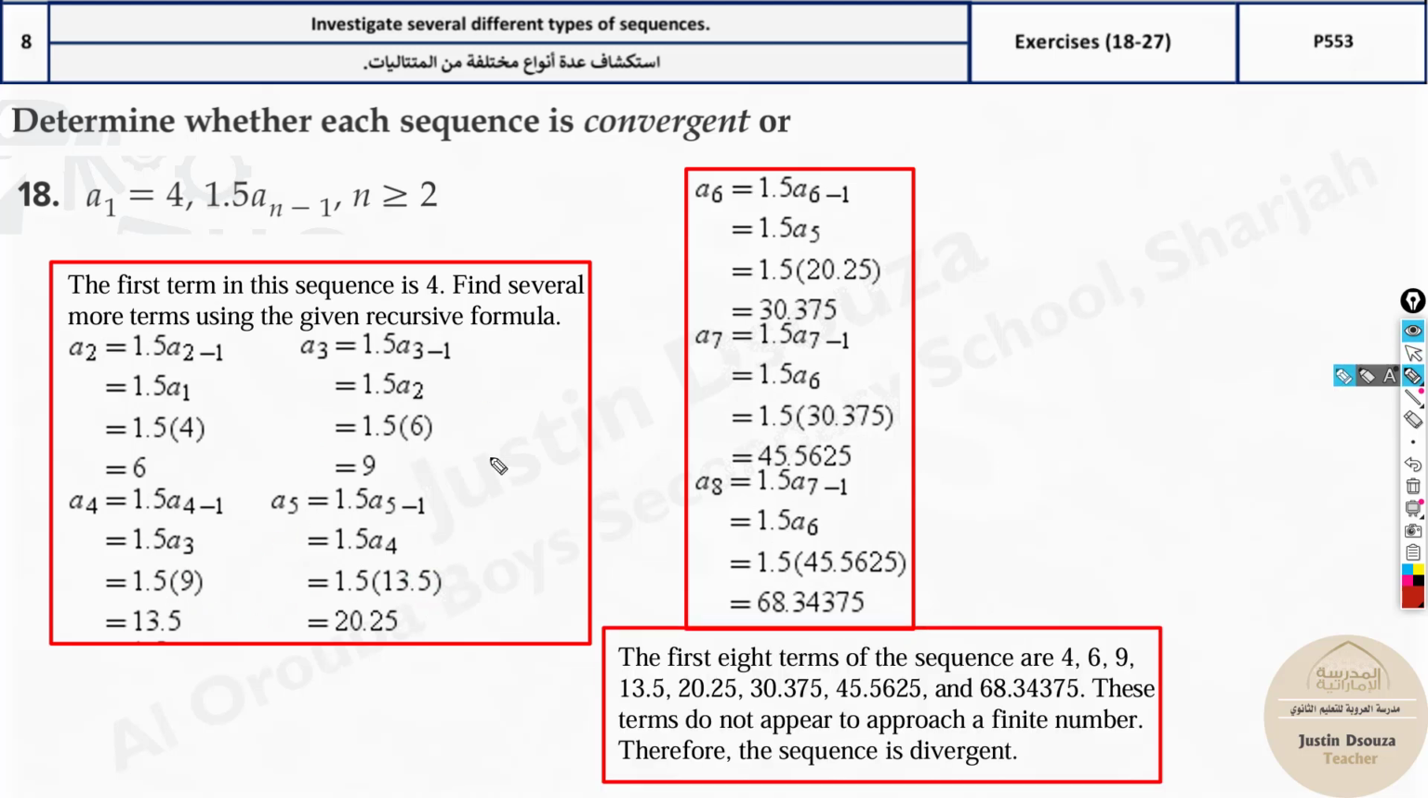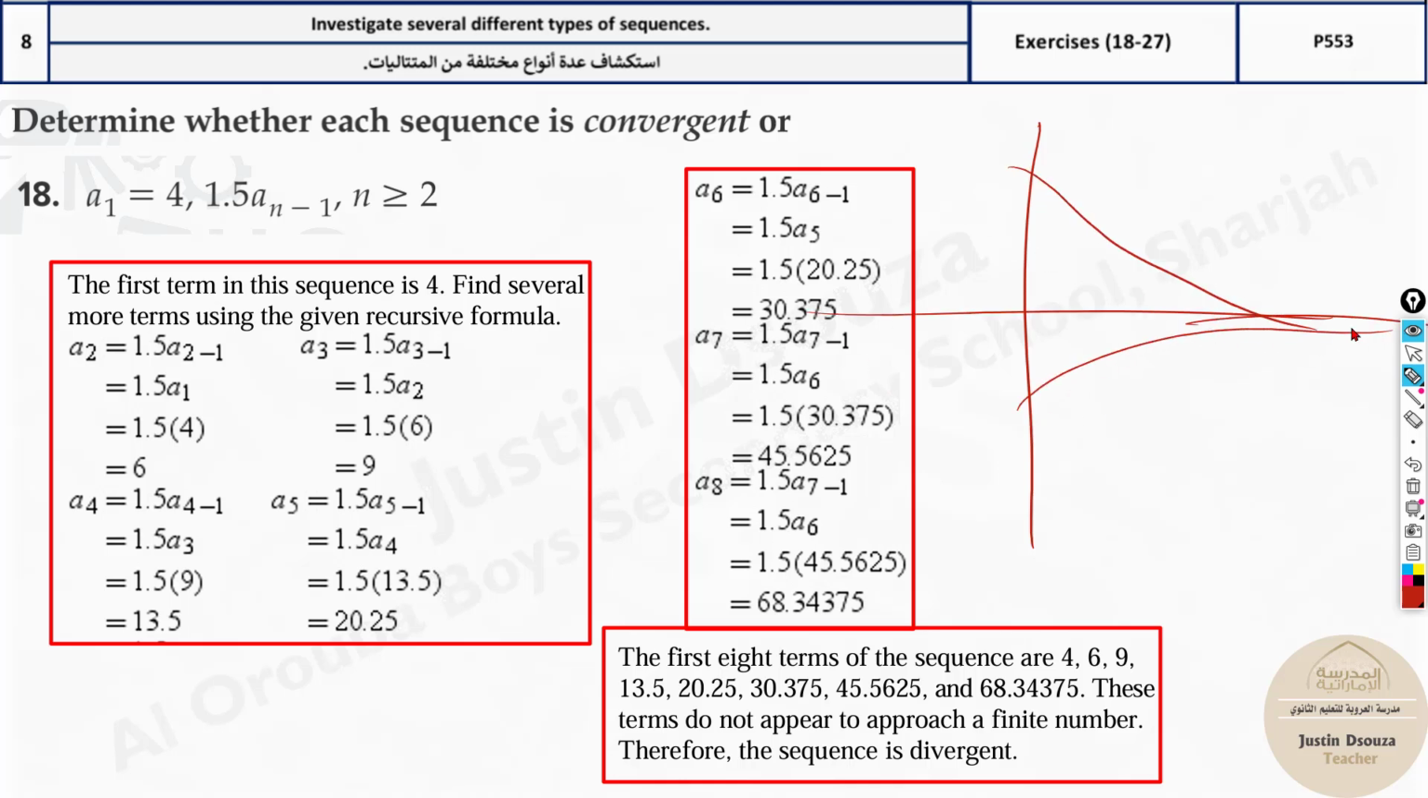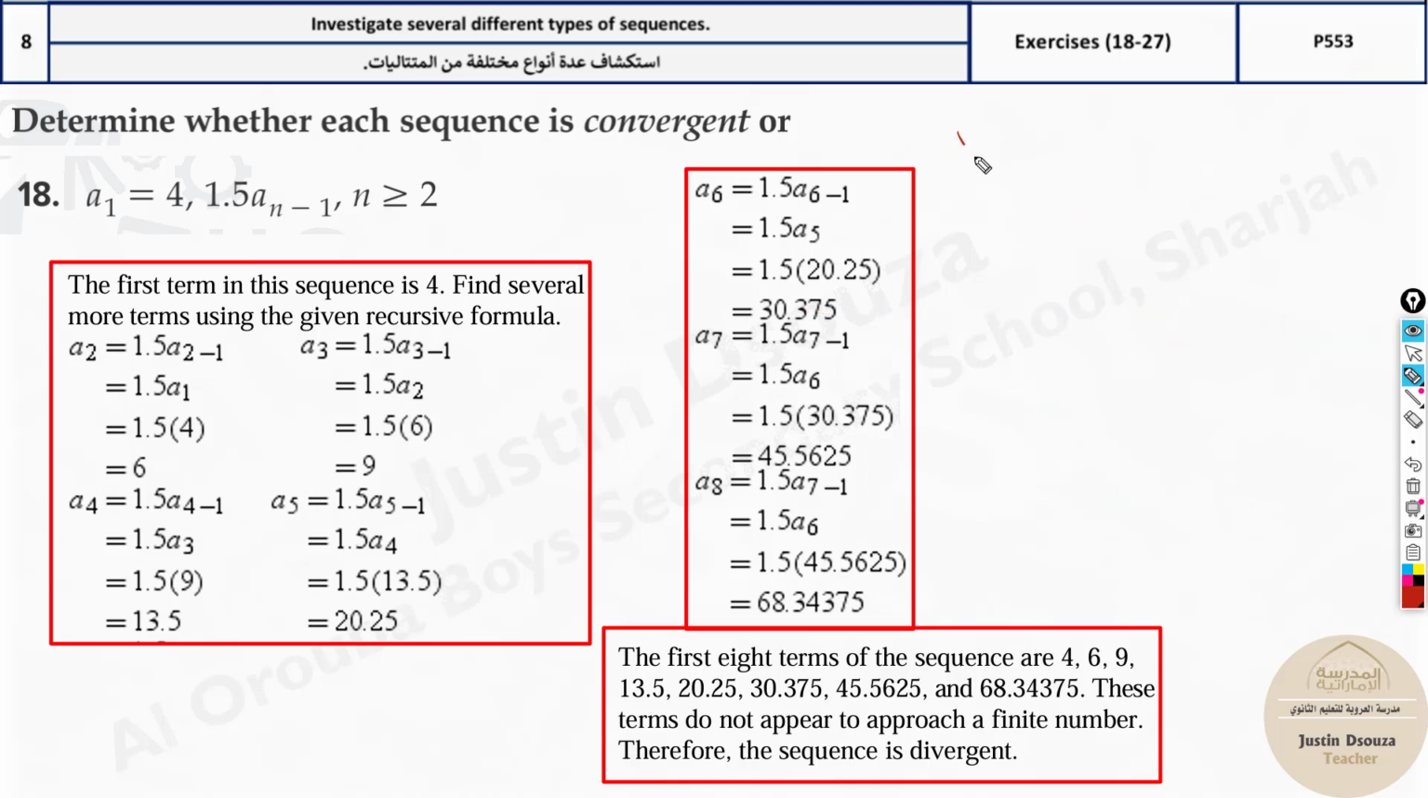Now if you graph this, see, this is MCQ, you don't need to graph, but if you graph this, the first value is 4, and it keeps on increasing like this. So this is diverging. You will never come close to one value. The graph won't be like this. If it comes towards one value, say 0.005 or something like that, then you call it convergent. It's converging towards a single value, right?